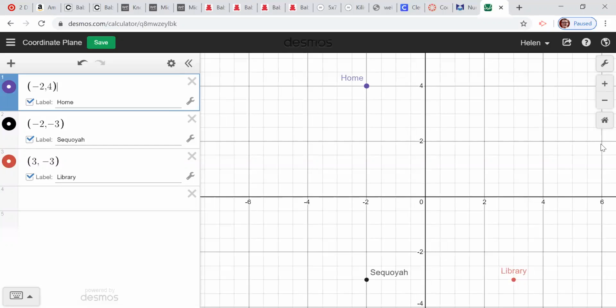I see students starting with their y value and then plotting their x value. Our x value is our horizontal number line, and our y value is our vertical number line. So to get the coordinates for home, we are first going to travel on our x-axis, our horizontal number line.